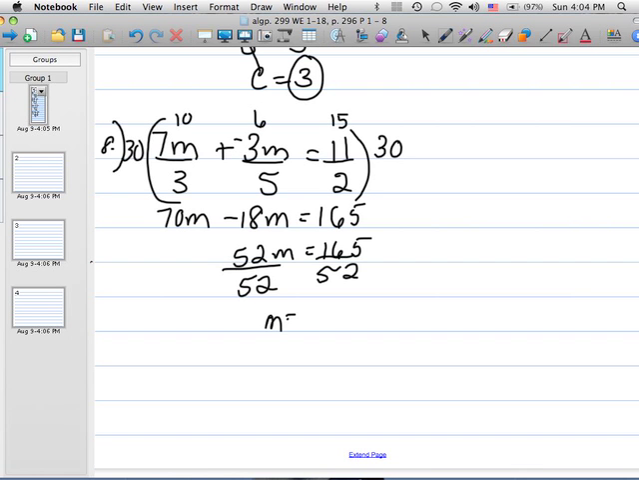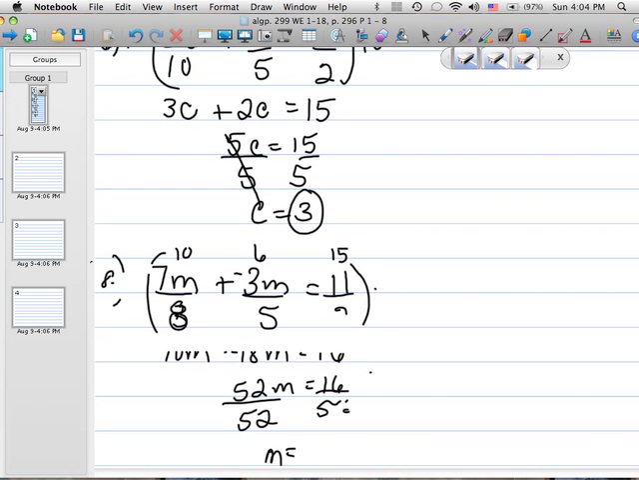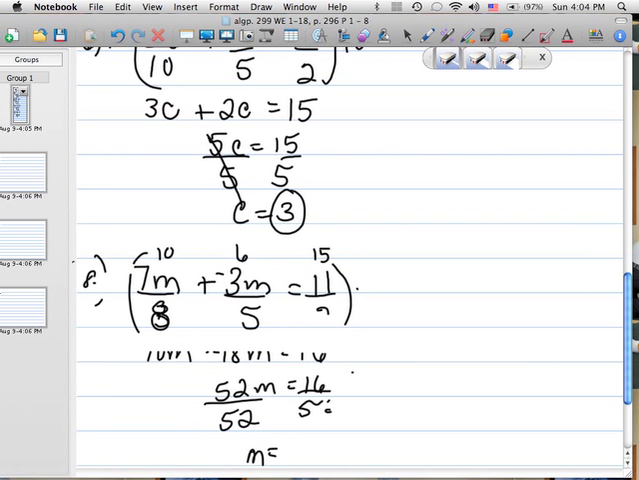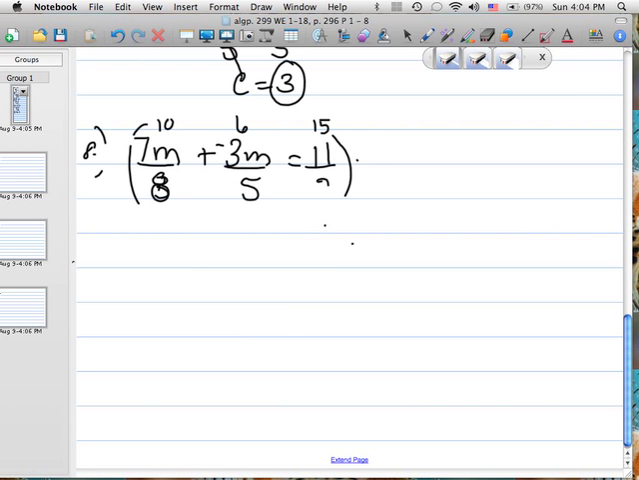And we get m equals, I think there's a mistake somewhere. I copied it wrong. It should have been an 8. So the least common denominator would be 40.